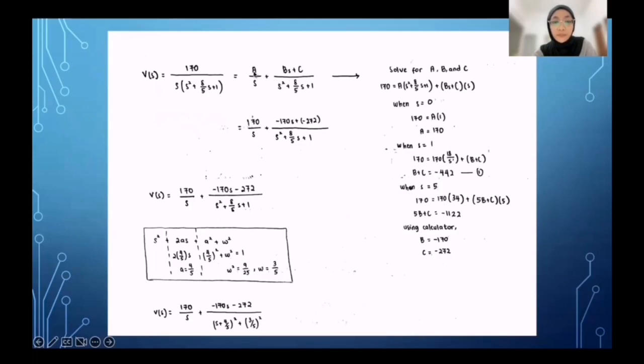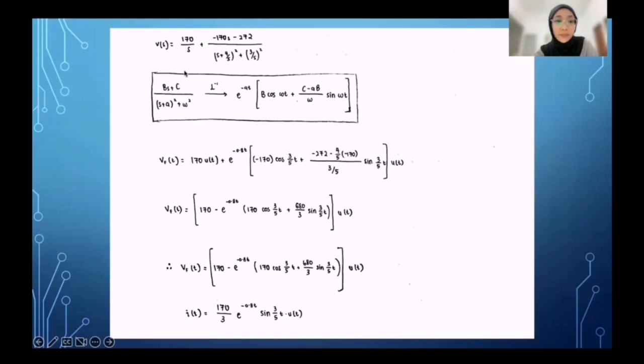Then we solve the partial fractions to find the values of A, B, and C. That is, A is equal to 170, B is equal to negative 170, and C is equal to negative 272. And we get Vs equal to 170 over s plus (negative 170s minus 272) over s squared plus 8 over 5 s plus 1. Then we convert the equation below to the form of s plus a, squared plus omega squared, and it will look like this.